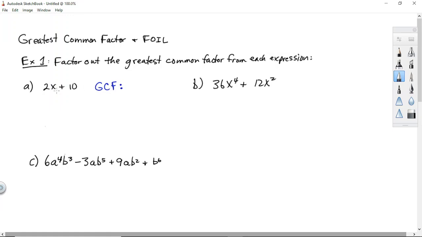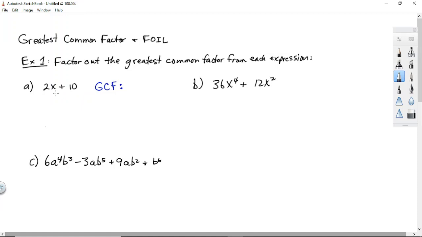We have to look at variables, and we see that there is the variable x in the first term, but the second term does not have any x's at all. So we know our common factor will not have x because we cannot factor an x from the second term, which is just 10. So we only will have to factor out a number.